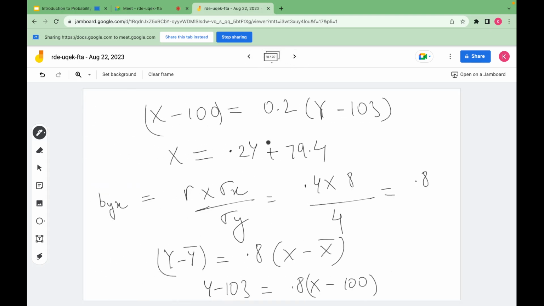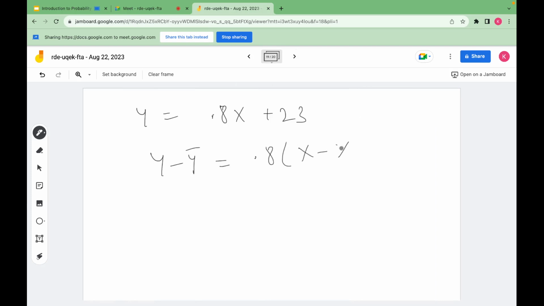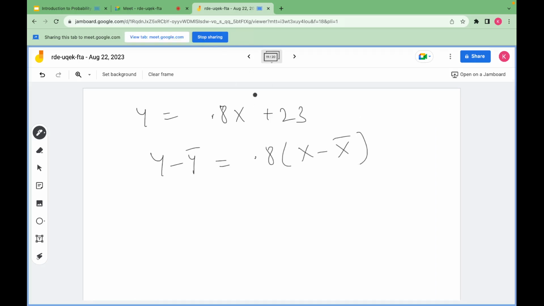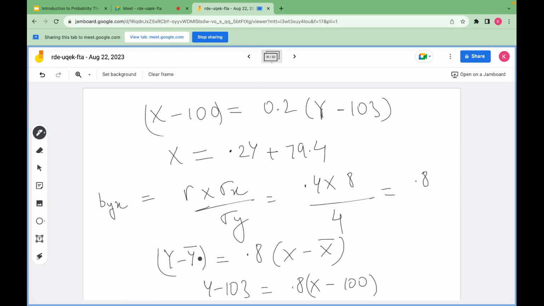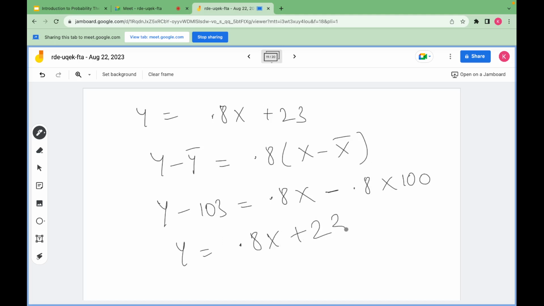So this is the equation, y minus y bar equal to 0.8 into x minus x bar. I just put these values. Y bar is 103. This is 0.8 x minus 0.8 into x bar, which is 100. So when you move this 103 here, it will come out to be 23. Okay.